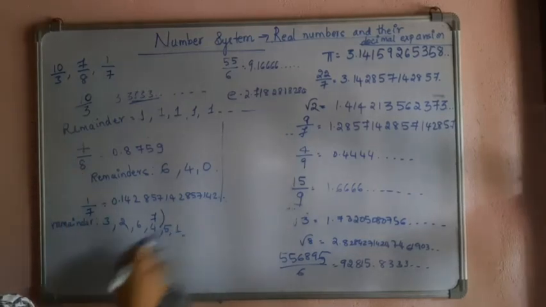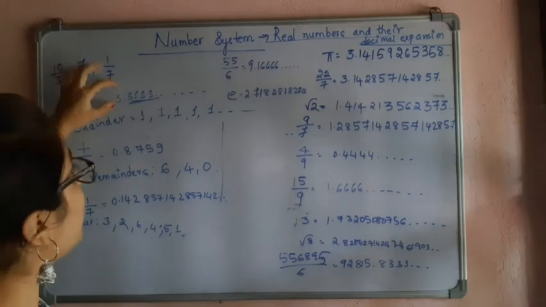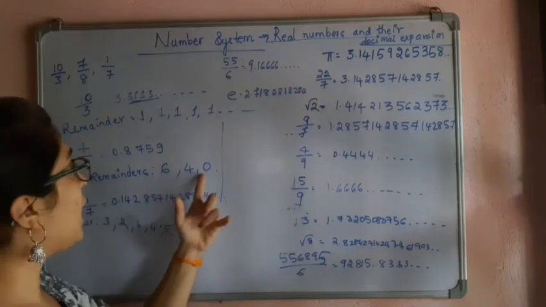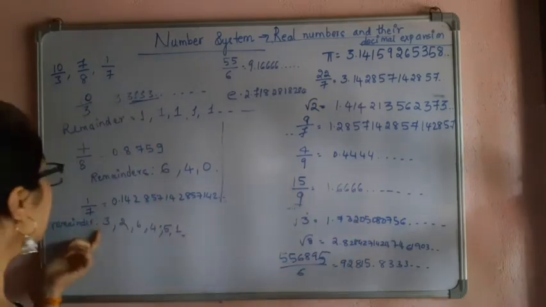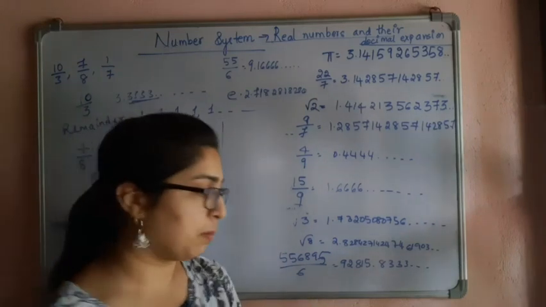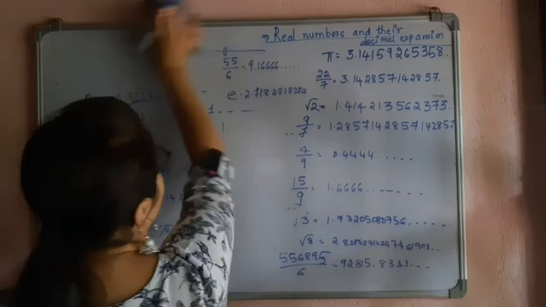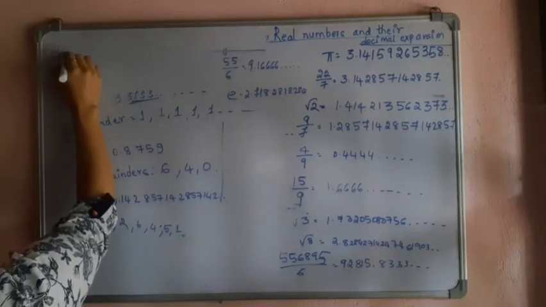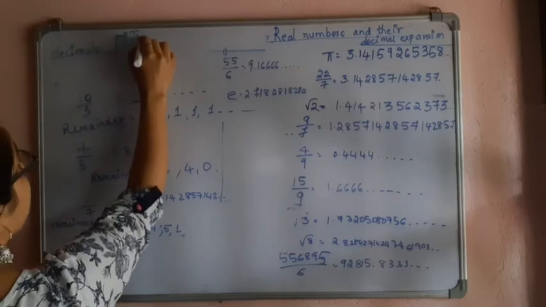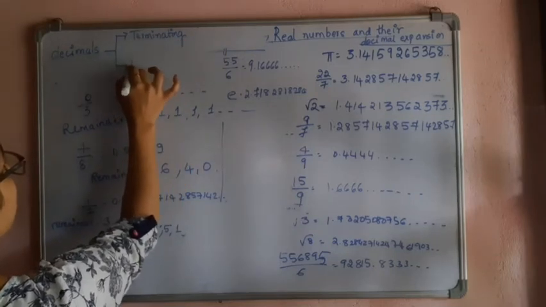See here, in this first fraction 10 divided by 3, what happened? The remainder is repeating. In the next, 7 by 8, what happened? It terminated. And here in this part, what happened? Again it started repeating after some set of numbers. So what we can say is, in decimals we have two types. One is terminating decimal. Another one is non-terminating decimal.